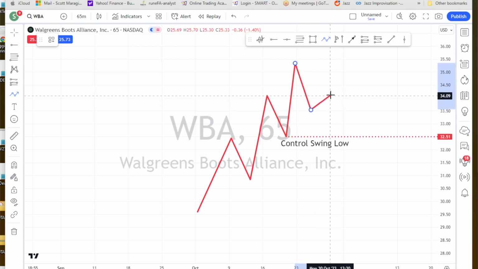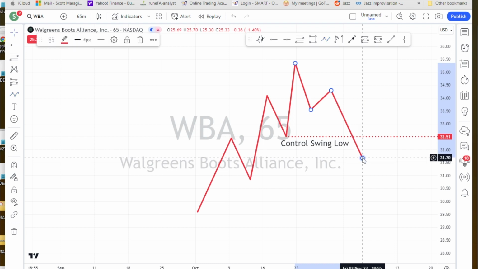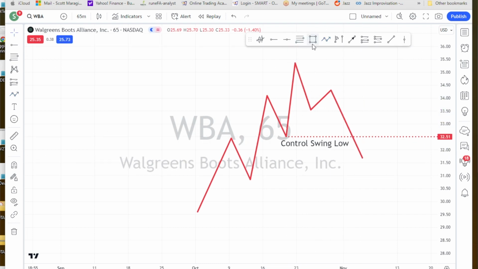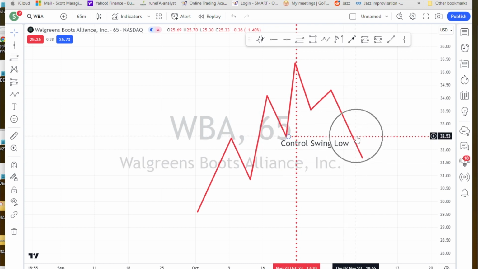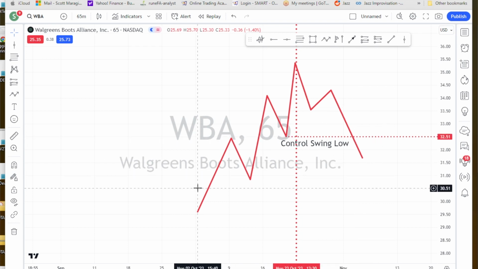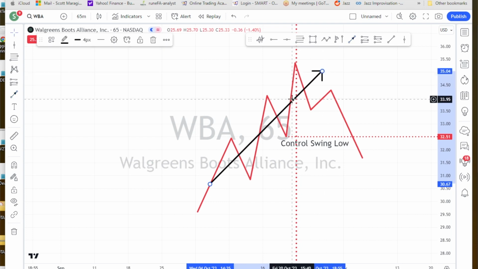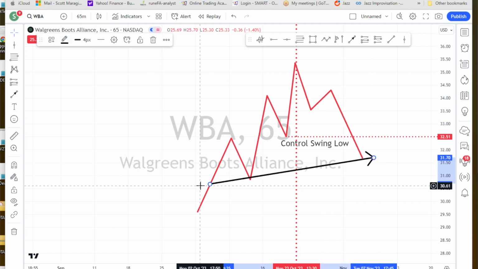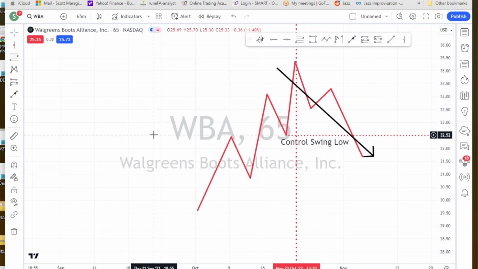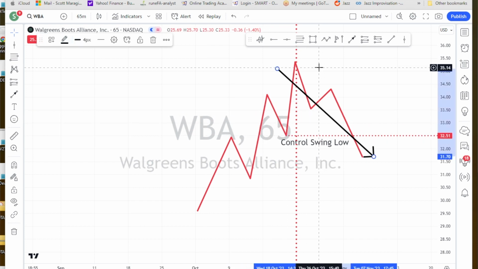And what I'm looking for here would be this. Notice that starting from this point right here, there's the high. Once we break this control swing low, so there's a break of the control swing low right over here, once we break that, it will nullify this uptrend. So this trend right here is now nullified. Now, what we're looking for is a new possible downtrend. The clue being that we broke this control swing low. That's one part of it.